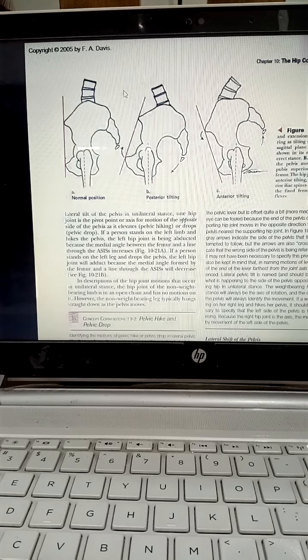Now posterior tilt results in hip joint extension. So whenever posterior tilt occurs, this will result in hip joint extension.